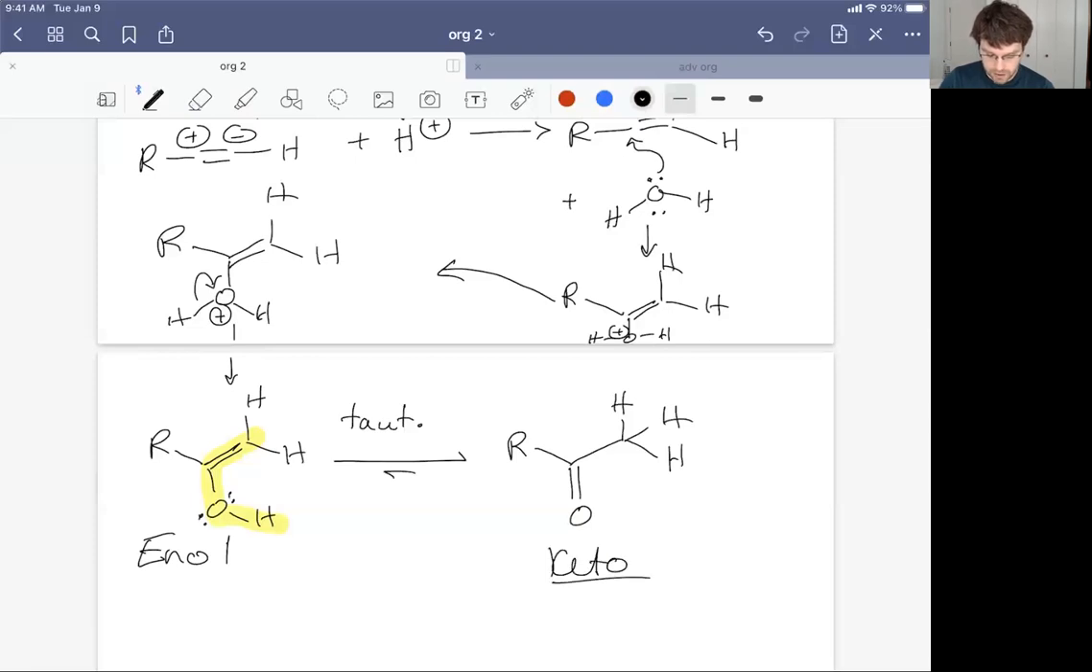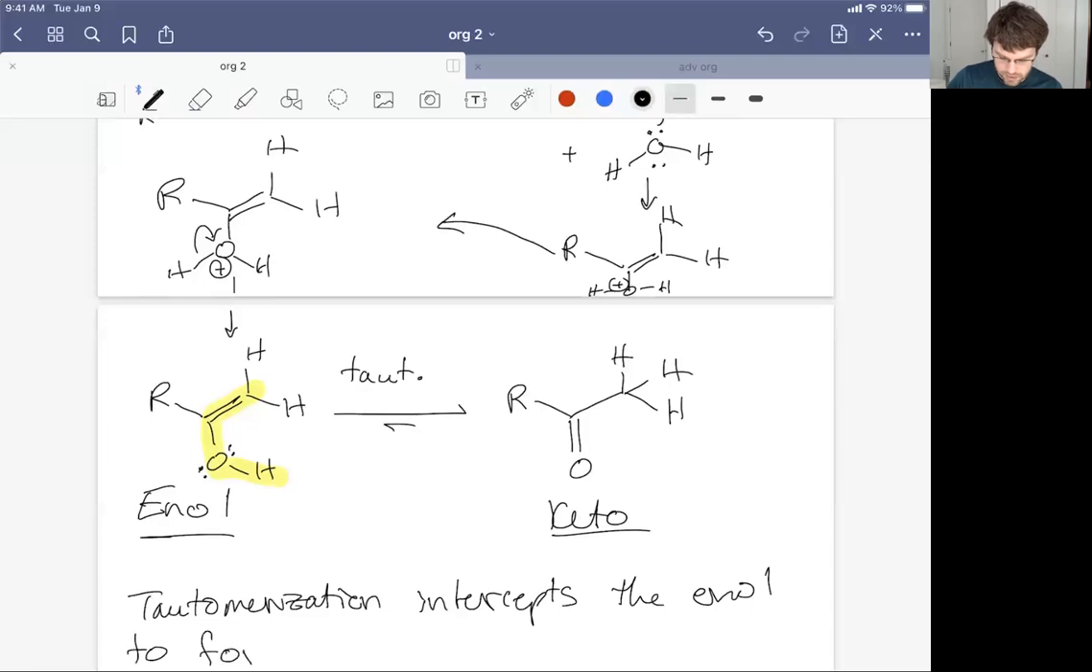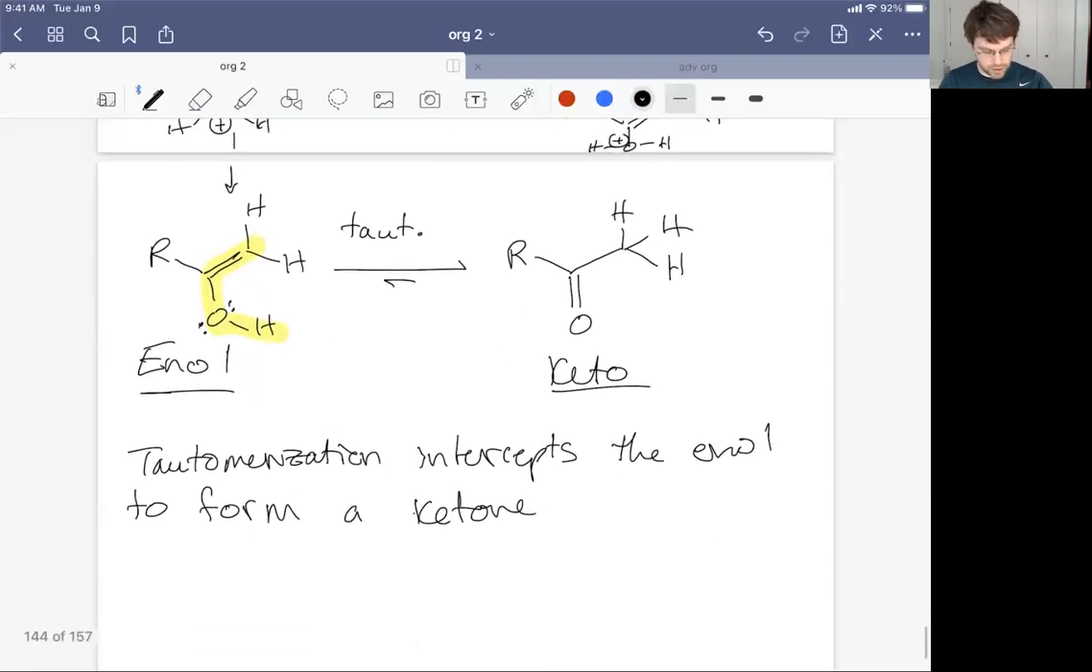But for my students, in Chem 214, we've done the tautomerization reaction under these hydration conditions. Okay, so tautomerization beats this kind of dihydration reaction that could occur. So tautomerization intercepts the enol to form a ketone. There's no dihydration.